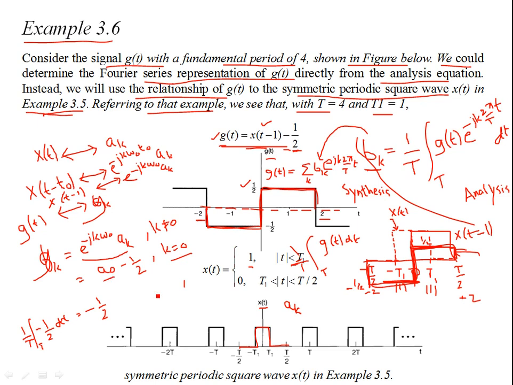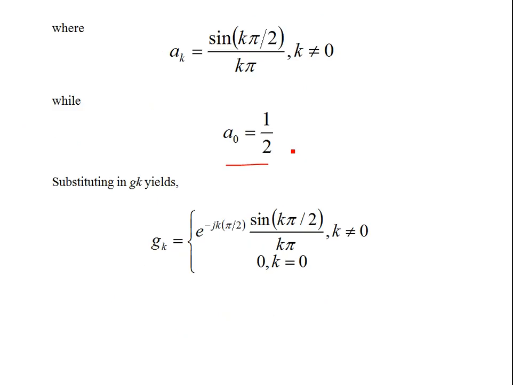Because there was another DC in a naught as well, which is of the form 2T1 over T. Well, the DC for this term, if you recall from example 2.5, was 2T1 over capital T. And here, capital T is 4, and 2 by 4 is 1 half. T1 is 1, so this is 1 half. Okay, so the DC term becomes 0 if you combine the DC terms of x(t) and half over here. So that was expected. So for k equal to 0, this is 0.